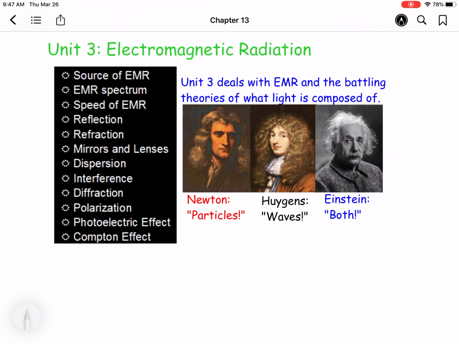Hey there, Physics 30. Welcome to Unit 3 EMR. We are going to get into electromagnetic radiation. This is probably the most important unit in Physics 30. It deals with a lot of things about how our world works.